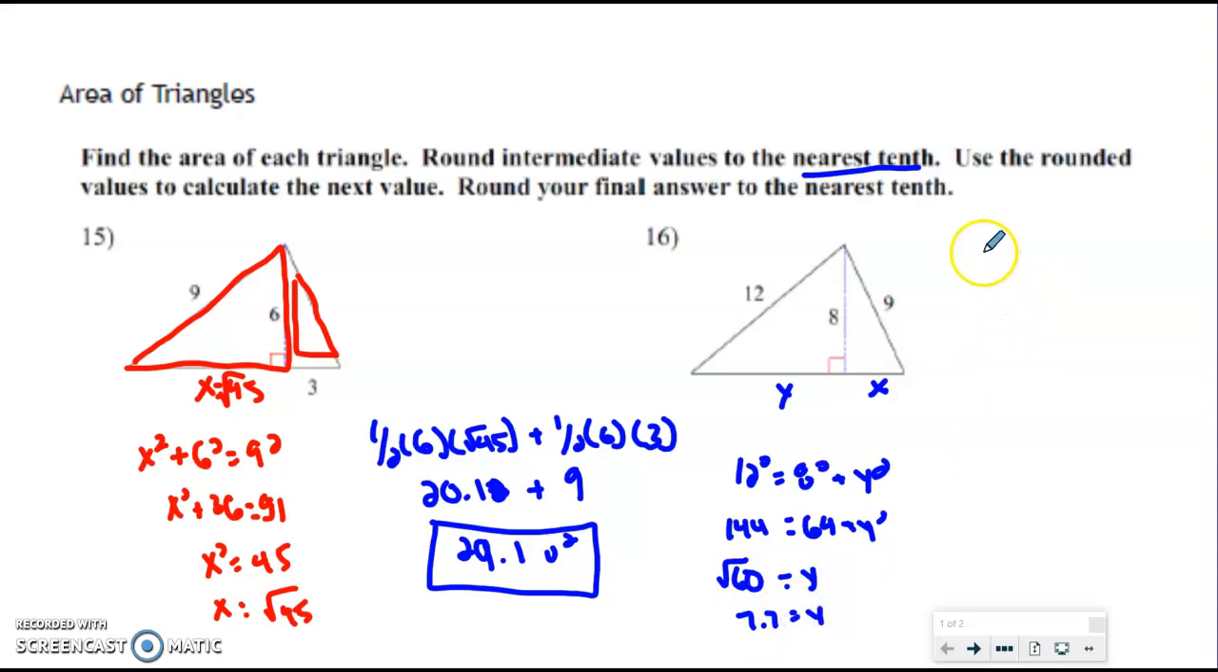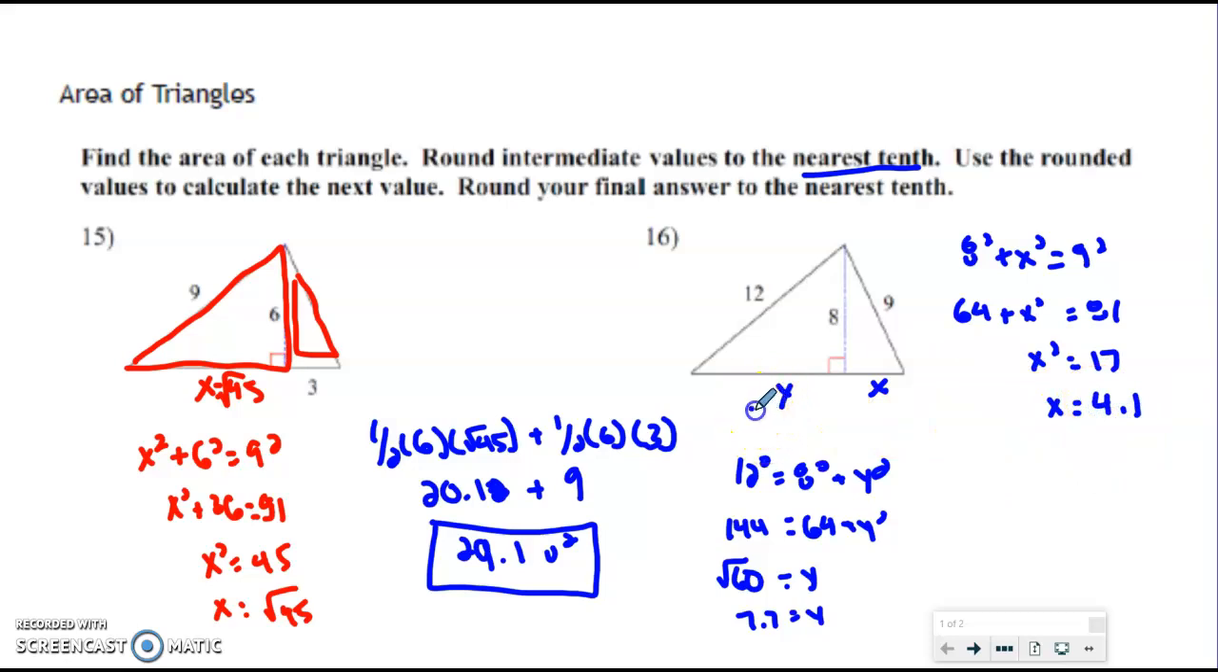And then I'm going to do the same thing with x. So I get 8 squared plus x squared equals 9 squared. So I get 64 plus x squared equals 81. And I get x squared to be 17. So x is the square root of 17, which is 4.1.